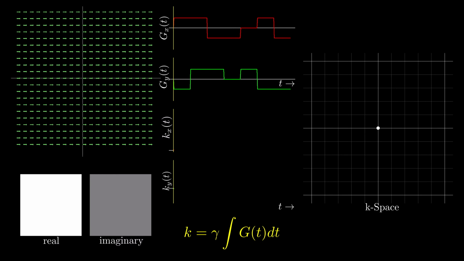Check out the gradients in this example here. What would the kx, ky plots look like? What would our trajectory through k-space look like? Pause the video and see if you can figure it out before I spoil the solution.